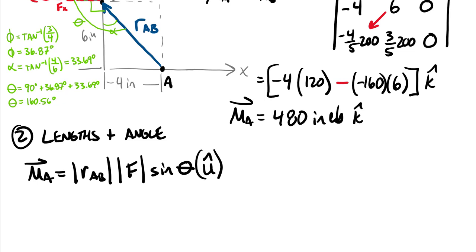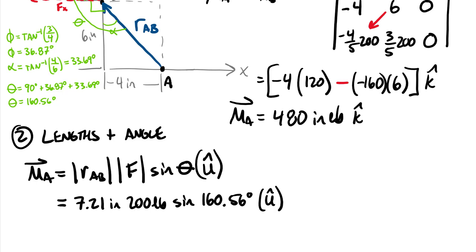Okay, so that's one of the challenges here using lengths and angles. You do have to do a manual right-hand rule. So we could put 4 and 6 through the Pythagorean theorem, 4 squared plus 6 squared, square root. We end up getting a length of 7.21 inches. That times my force of 200 pounds times the sine of our theta angle, 160.56 degrees, times u hat.